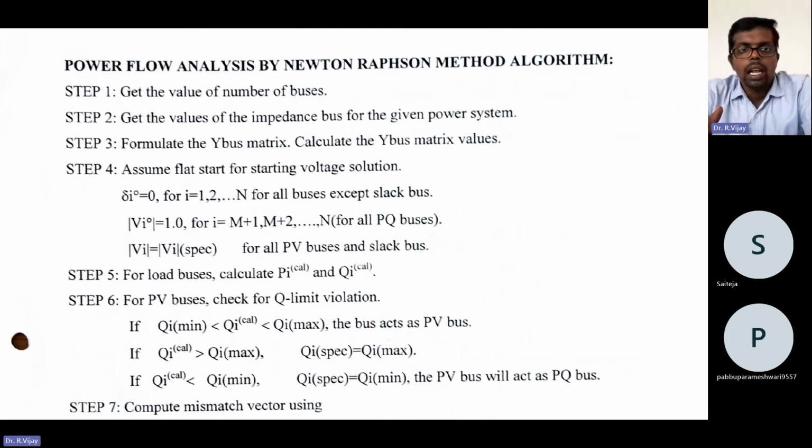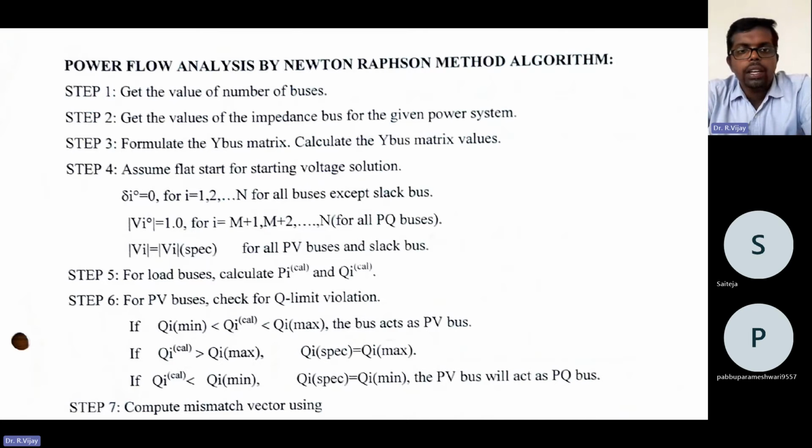What are the advantages in the Gauss-Seidel method? What are the advantages in the Newton-Raphson method? And what are the advantages in the fast decoupled method? Today, we'll see what the algorithm steps are for the Newton-Raphson method. Once you understand one algorithm, that is the Gauss-Seidel method, the steps are the same for all the algorithms.